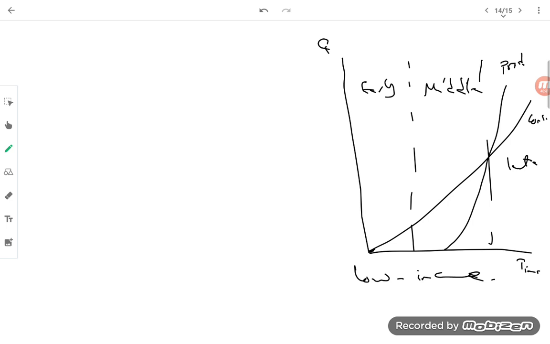This is the main idea of product cycle theory.